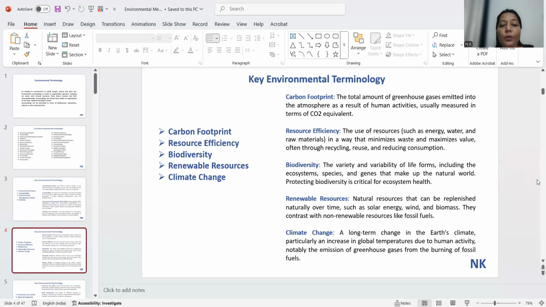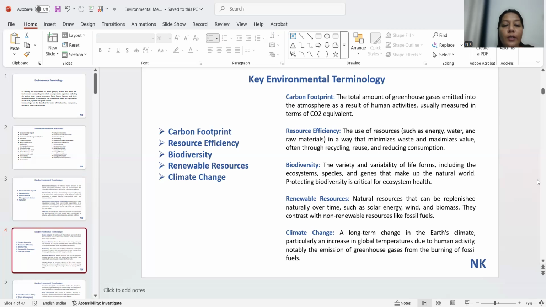Resource efficiency is the use of resources such as energy, water, and raw materials in a way that minimizes waste and maximizes value, often through recycling, reuse, and reducing consumption. Biodiversity is the variety and variability of life forms, including ecosystems, species, and genes that make up the natural world. So protecting biodiversity is critical for ecosystem health.